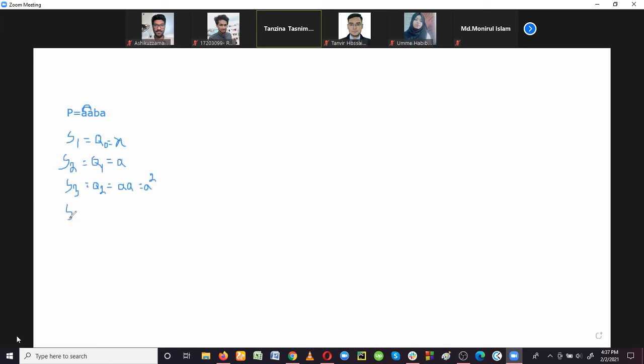The next state is S4, which will be denoted as Q3. When the pattern got its third character, that is B, now it's AAB, another state of the pattern. So Q3 equals AAB, or A square B. Our last state is S5 equals Q4, when it got the last character, that is A. So Q4 equals AABA, and this is actually our pattern, or you can write it A square BA.